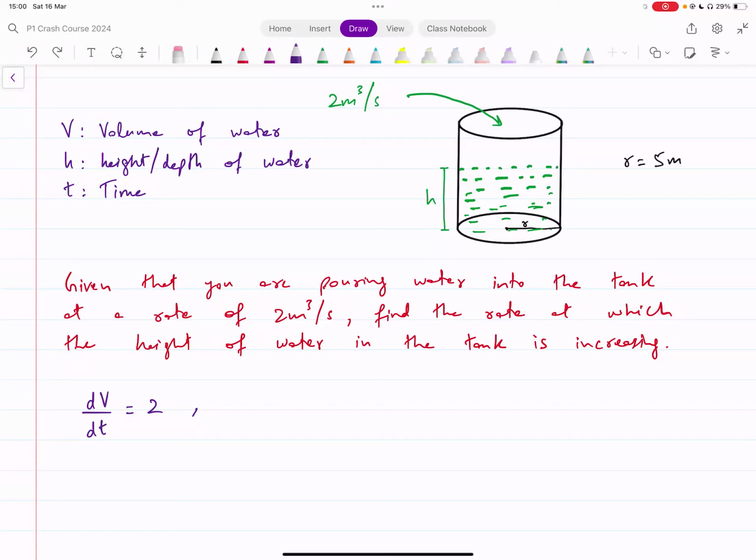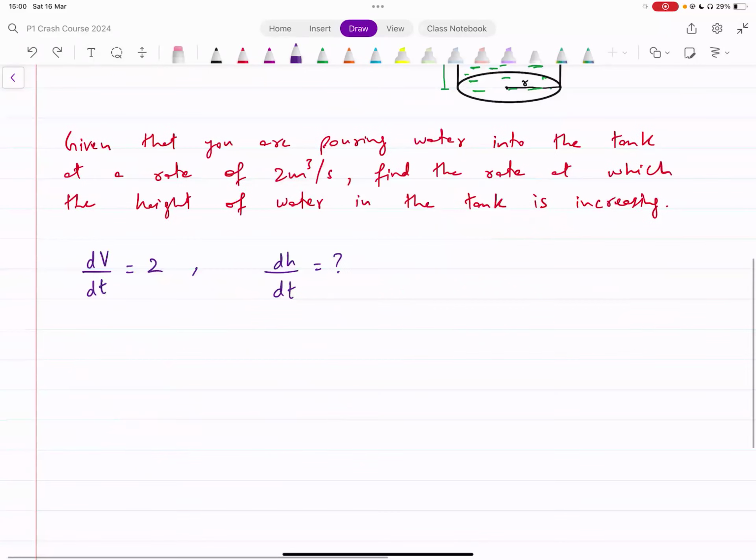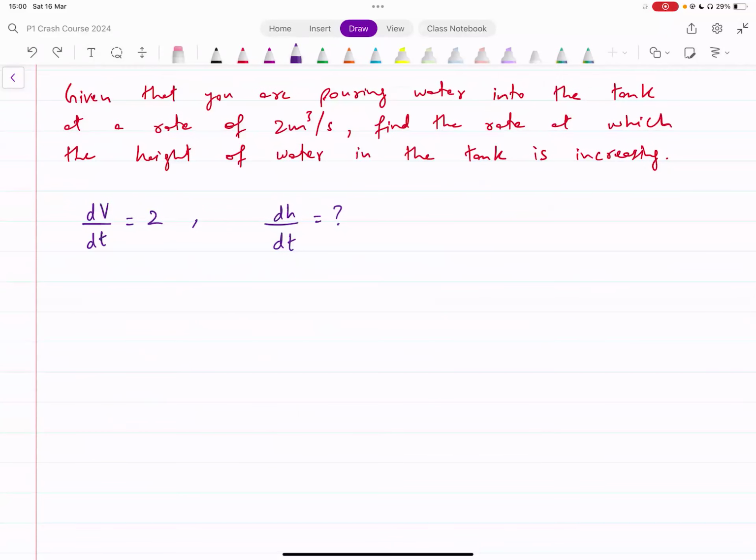dV over dt is given. dH over dt is what we need to find out. All right. This is the information that's given. This is what we want to find out. Now, how do you find this out? Let's try to understand this. dV over dt, that's the rate of change of volume. dH over dt, that's the rate of change of height. What we want to find is dH over dt.